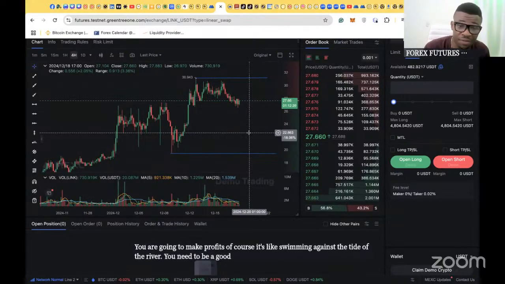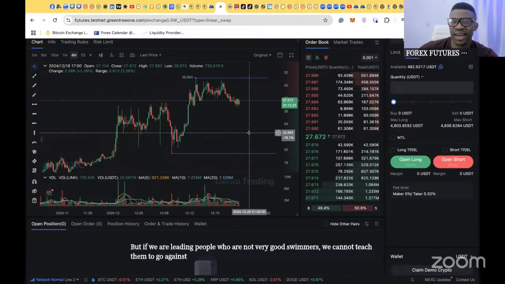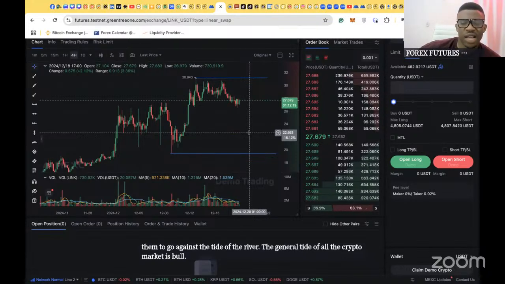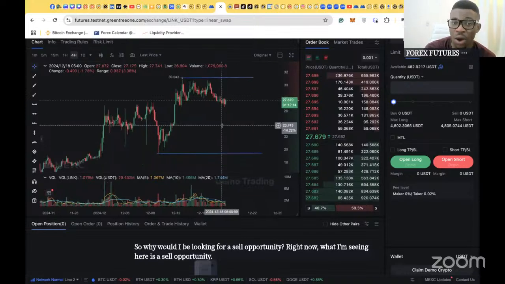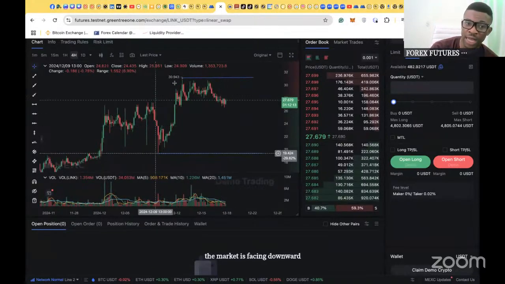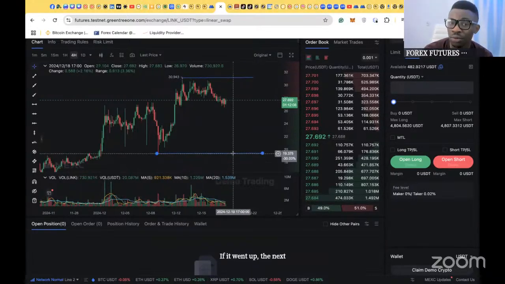Of course, you survive. But if we are leading people who are not very good swimmers, we cannot teach them to go against the tide of the river. The general tide of all the crypto market is bull. So why would I be looking for a sell opportunity? Right now, what I'm seeing here is a sell opportunity. The market is facing downward. It moves from down, it went up. If it went up, the next direction is to come down.